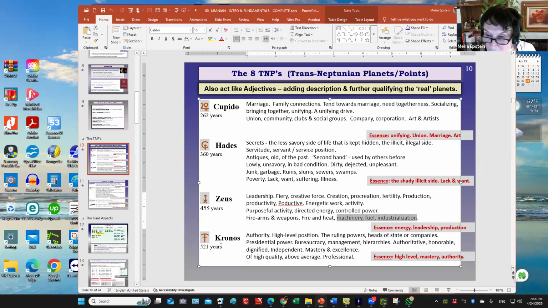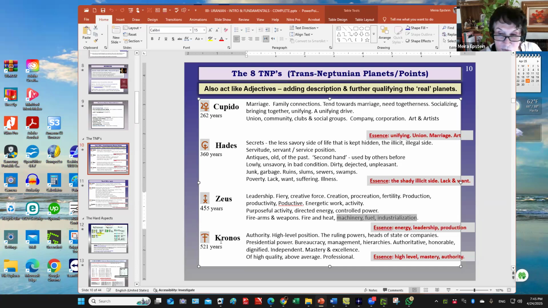Okay, management. Authoritative, honorable. It's honorable. It's not autocratic or anything like that. It's very positive. Kronos is wonderful, honorable, dignified, independent, mastery and excellence. Independent comes from, let me keep reading and then I'll come back to the word independent. The last line says, of high quality, above average, professional. Every time Kronos shows up, there's something professional, something of quality, mastery of what you do.